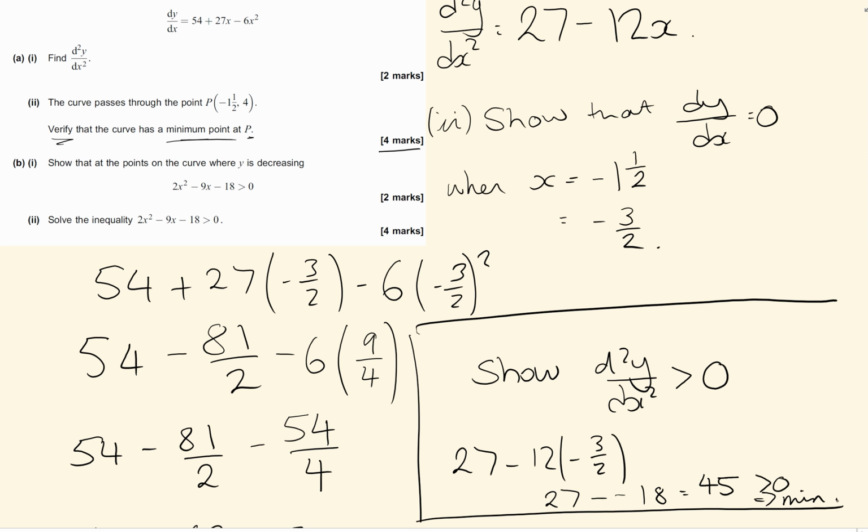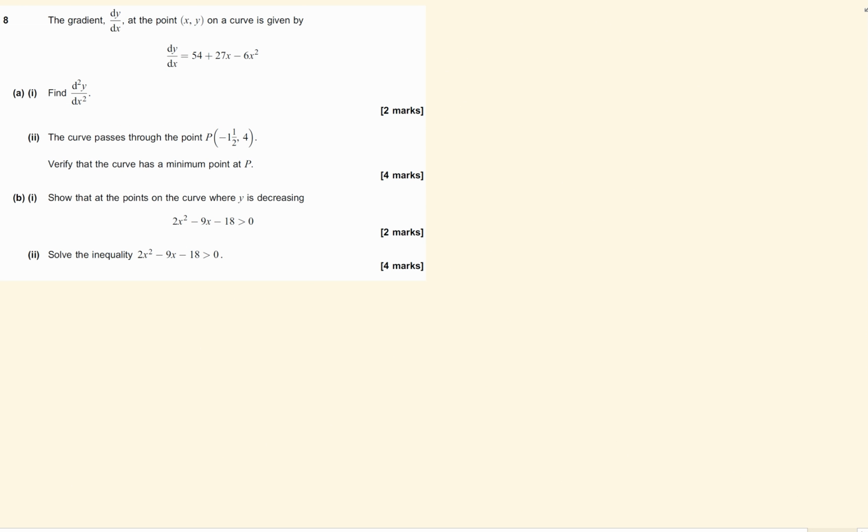So it was important to show all those steps. If you just did this bit in the box here, you only got 1 mark. You had to do all of the work to get that correct. Now moving on to part B, which asks us to show that this inequality is true when the curve is decreasing. So we know that dy by dx is less than 0 when it is decreasing, i.e. it has a negative gradient. The change in y over x is negative.